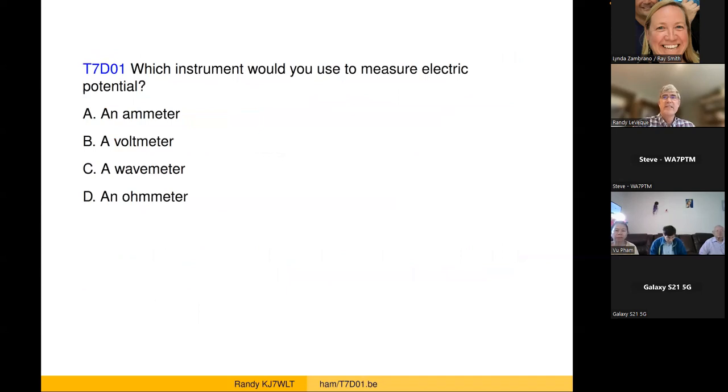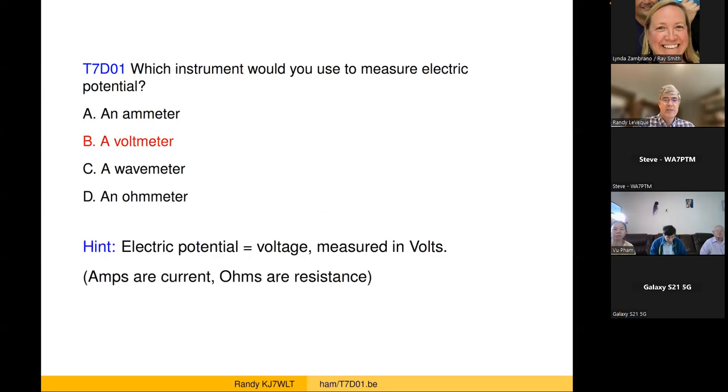Okay, so the T7D questions relate a lot to different kinds of devices for measuring things. And the first question is, what instrument would you use to measure the electric potential? Ammeter, voltmeter, wave meter, ohm meter? Well, if you remember that electric potential is another way of talking about the voltage, the voltage difference between 2 points is called the potential, which is measured in volts. Then the device you use to measure that potential between 2 points is called a voltmeter.